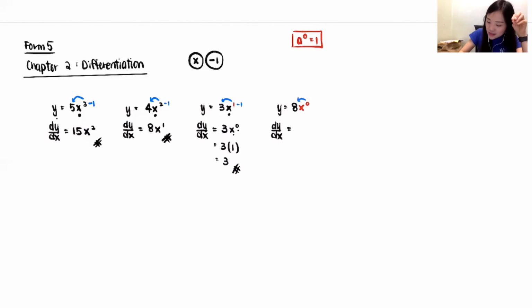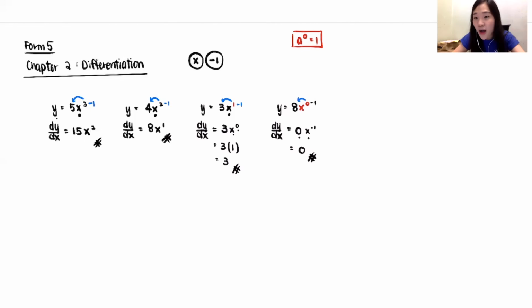So you see, 0 times anything is literally 0. And then power minus 1 gives x power negative 1. But is it necessary to write the x power negative 1? No, because 0 times anything is 0. Done. Can you see it?